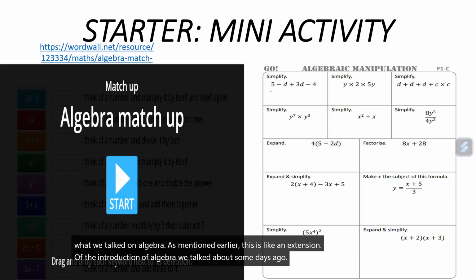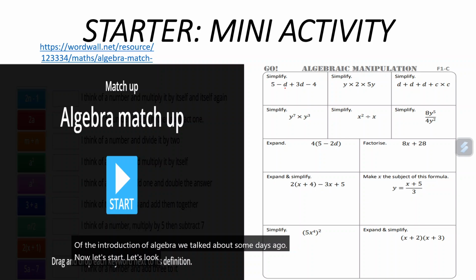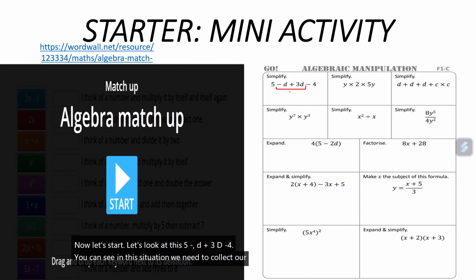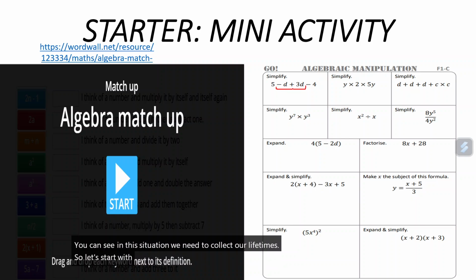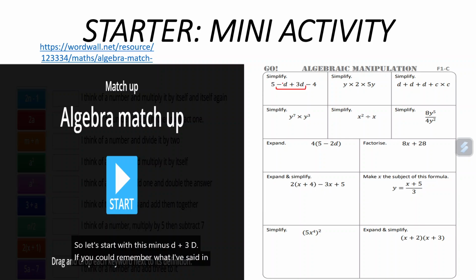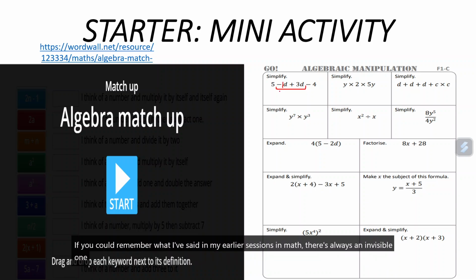Now let's start. Let's look at 5 minus d plus 3d minus 4. In this situation we need to collect our like terms. So let's start with minus d plus 3d. If you remember what I said in my earlier sessions, in maths there's always an invisible 1 here, but we don't like putting it. So this becomes minus 1d plus 3d.